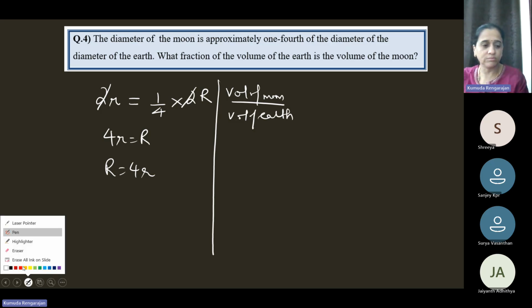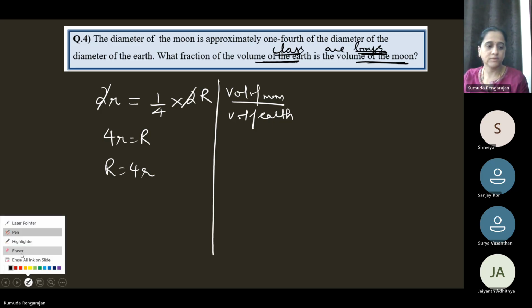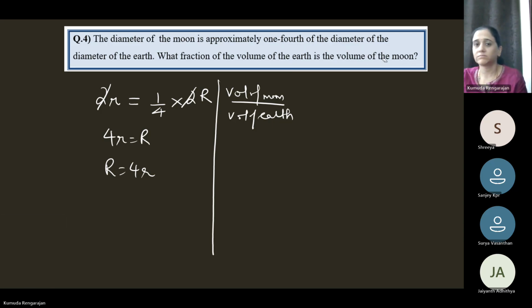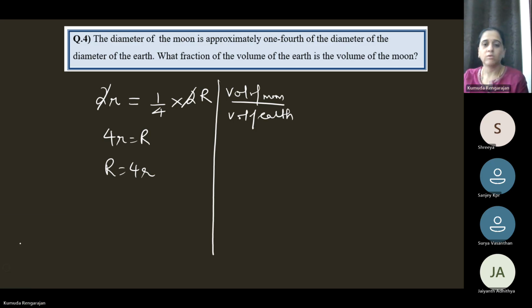You can just substitute something here, then you'll understand. What fraction of the class are boys? It will be the number of boys by the total number of students in the class. Similarly here, boys is the second one, right? So volume of moon by the volume of earth. That's what you'll have to find. This fraction is what you'll have to find. Volume of moon by volume of earth.